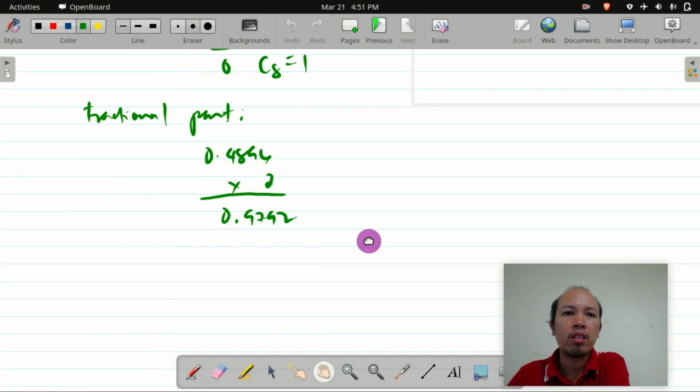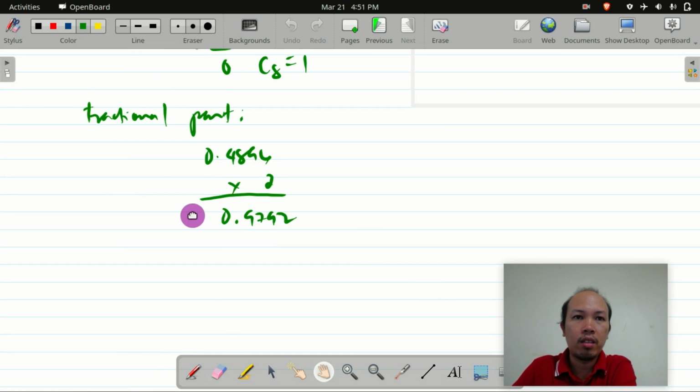This is B sub 1. Let's use another notation. Multiply again by 2.